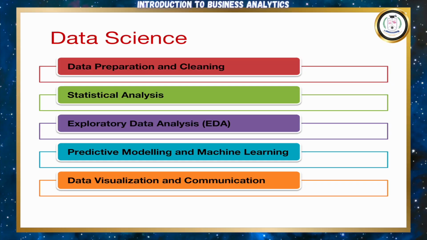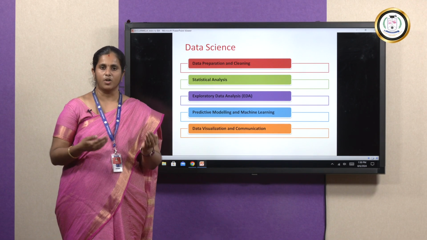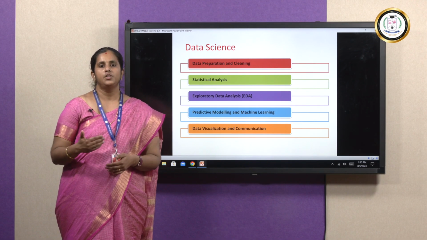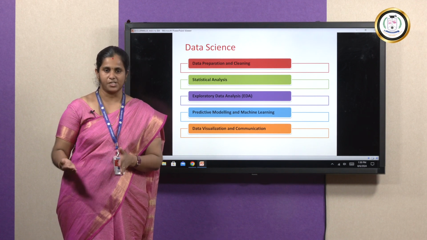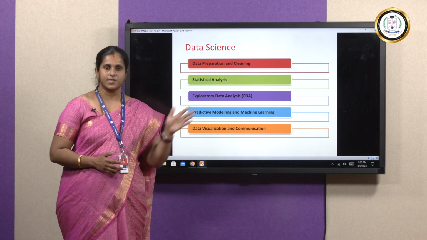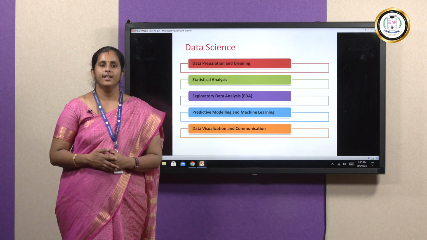Then the fourth one is predictive modeling and machine learning. In predictive modeling, I'm going to apply AI or any deep learning or machine learning algorithms, and I'm going to model the data. From that, I'm going to come to the prediction part. And also I'm applying machine learning algorithms.